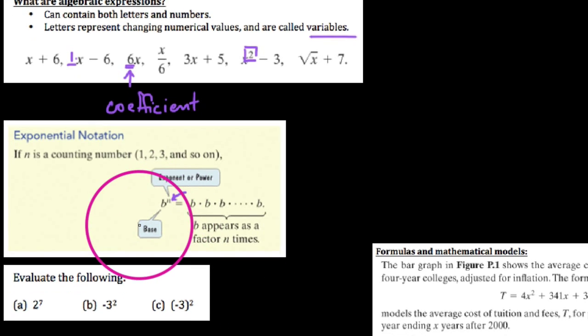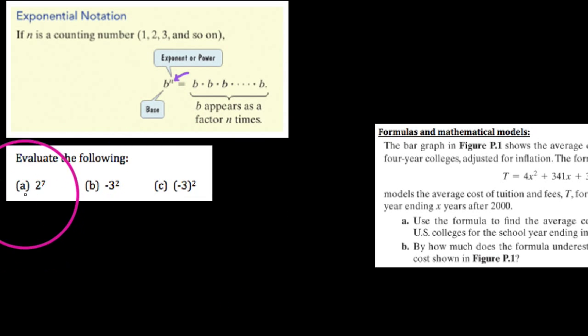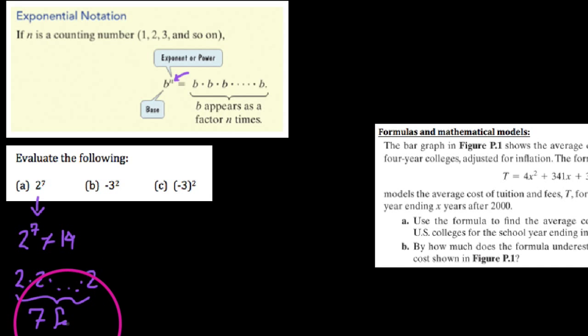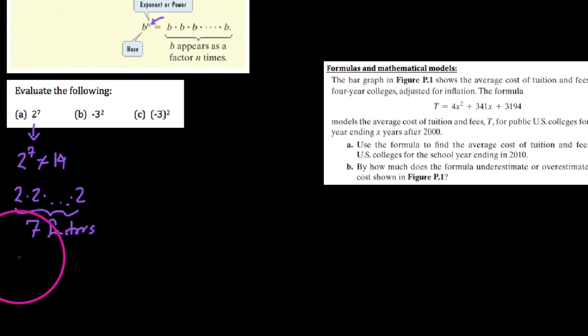So using this notation, what I want to do is evaluate some of these expressions down here, starting with this one. Notice that 2 to the 7th does not mean 14, okay? It's not multiplication. What we really mean is that we have 7 factors of 2. So if we were to multiply 2 times itself 7 times, we get 2 times 2 is 4, times 2 is 8, times 2 is 16, times 2 is 32, times 2 is 64, and times 1 more is 128. So we say 2 to the 7th is 128.